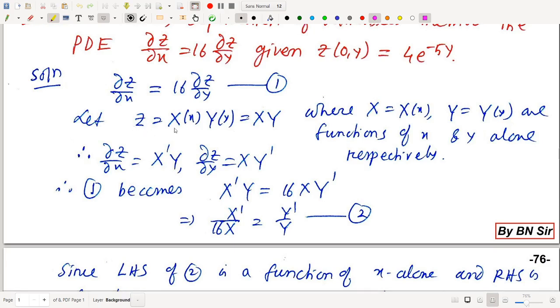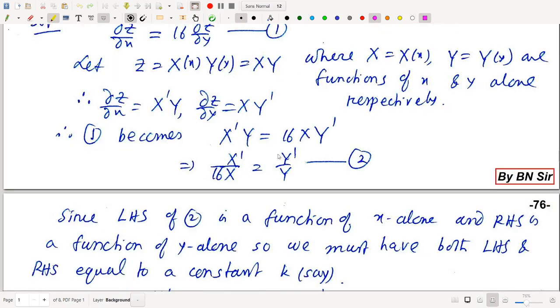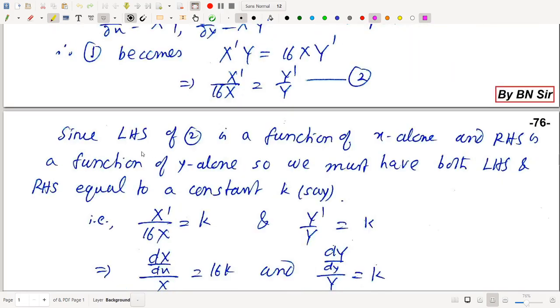Let z equal X into Y be the trial solution, where capital X is a function of small x alone, capital Y is a function of small y alone. Therefore del z/del x is X'Y as before, del z/del y is XY'. Therefore number 1 becomes X'Y equals 16 XY', which implies X'/(16X) equals Y'/Y. Number 2. Since the LHS of number 2 is a function of x alone and the RHS of number 2 is a function of y alone, we must have both the LHS and RHS equal to a single constant k, say.